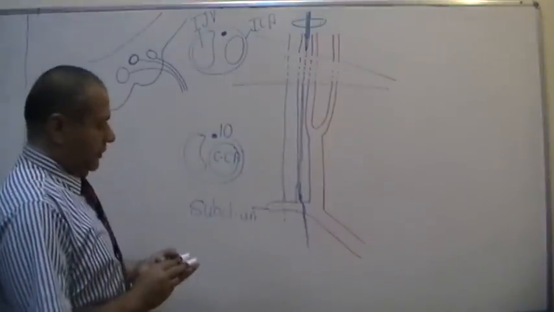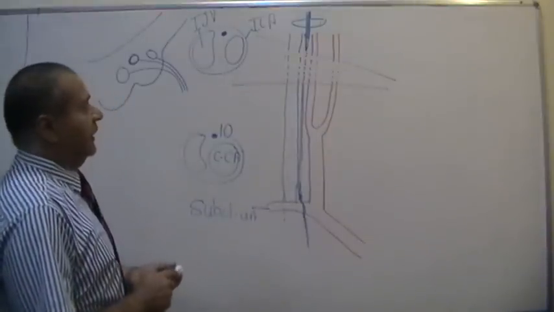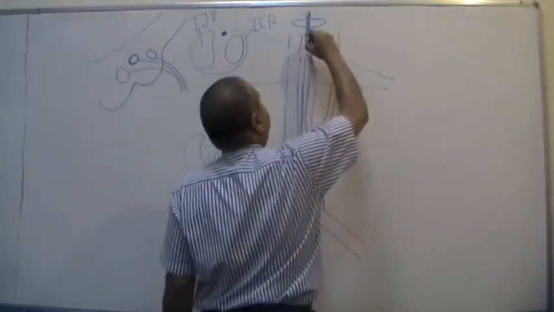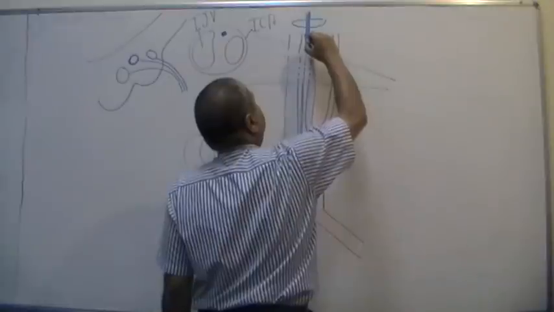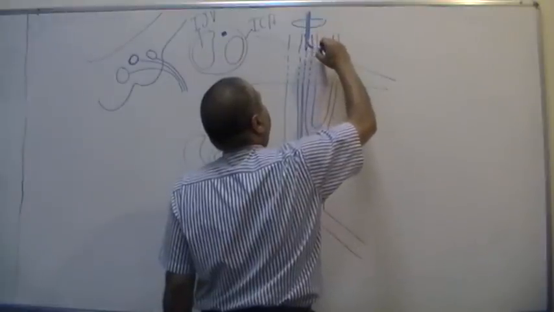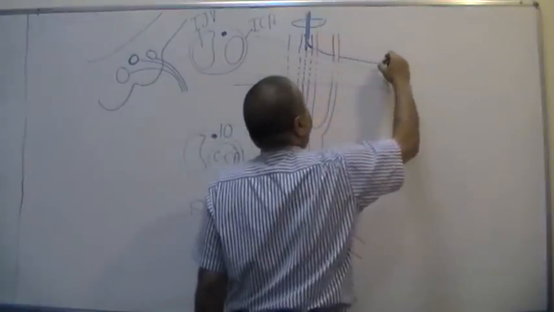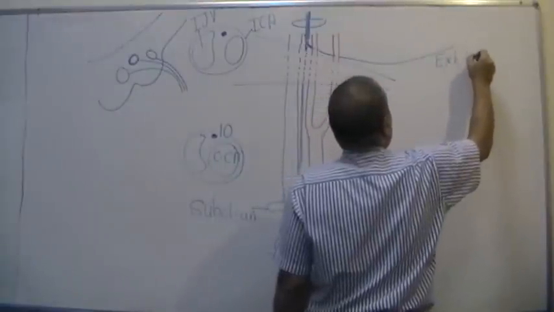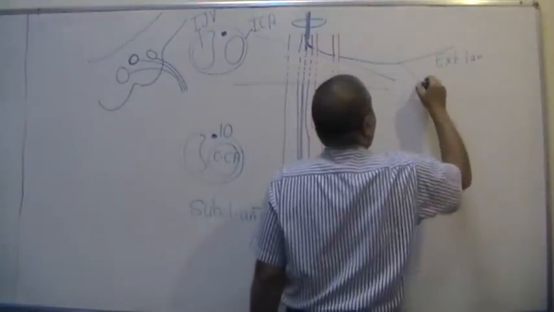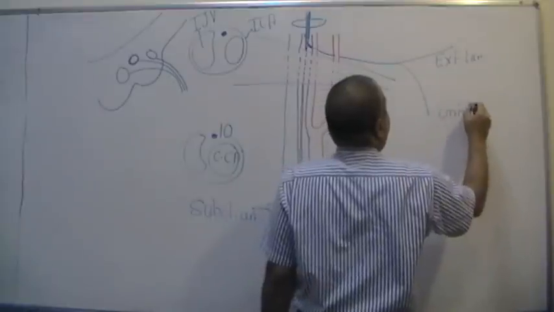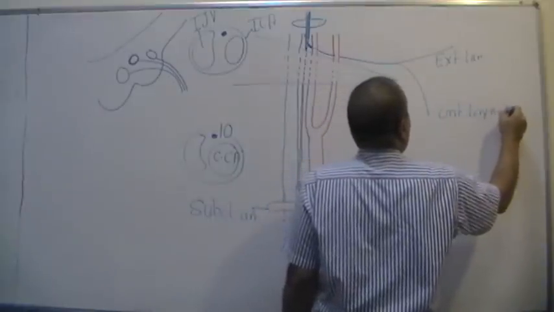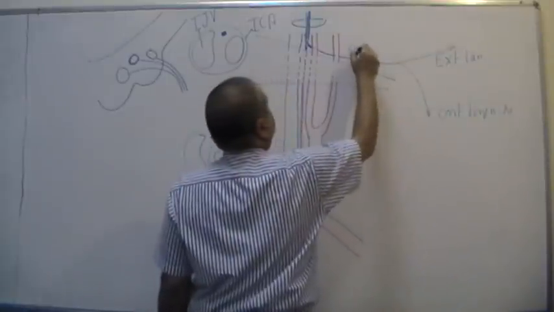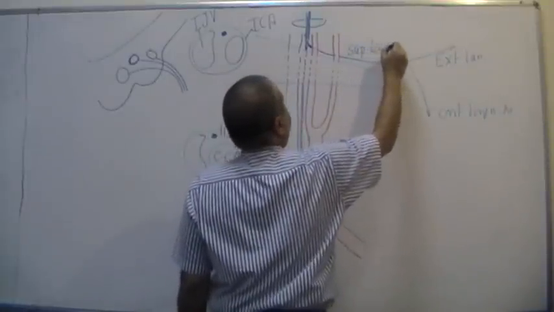What are the branches of this vagus nerve? The vagus nerve gives the superior laryngeal nerve, and this superior laryngeal nerve gives the external laryngeal nerve, and it gives the internal laryngeal nerve. This is the superior laryngeal nerve.